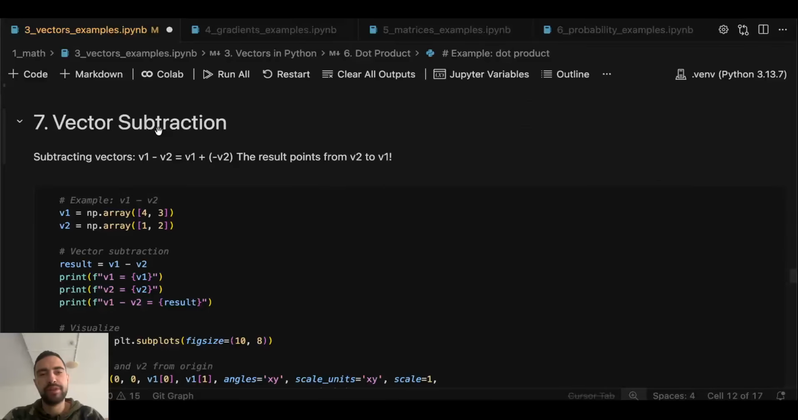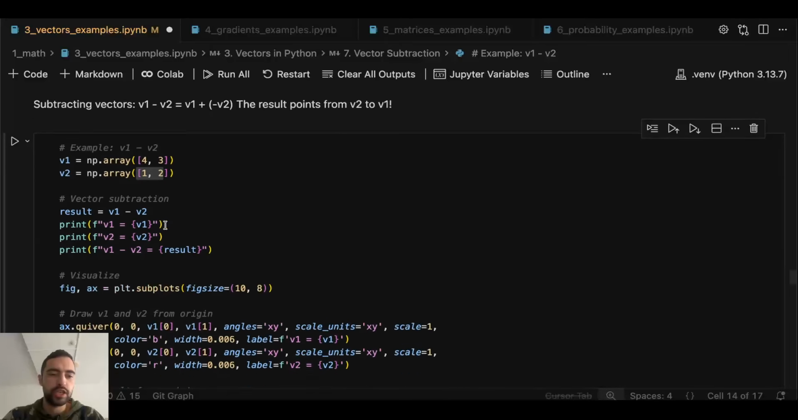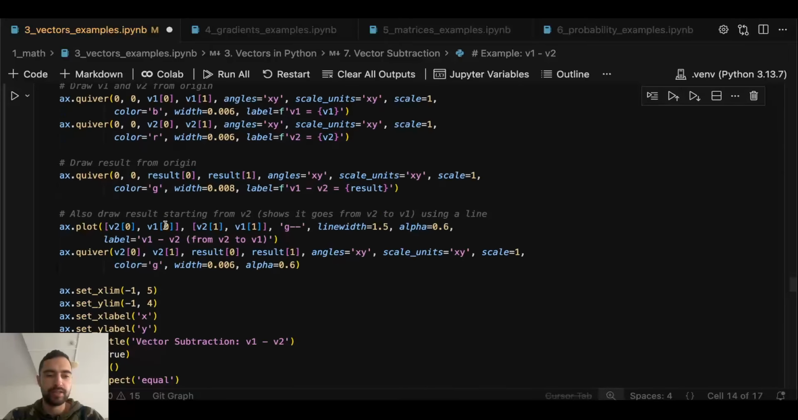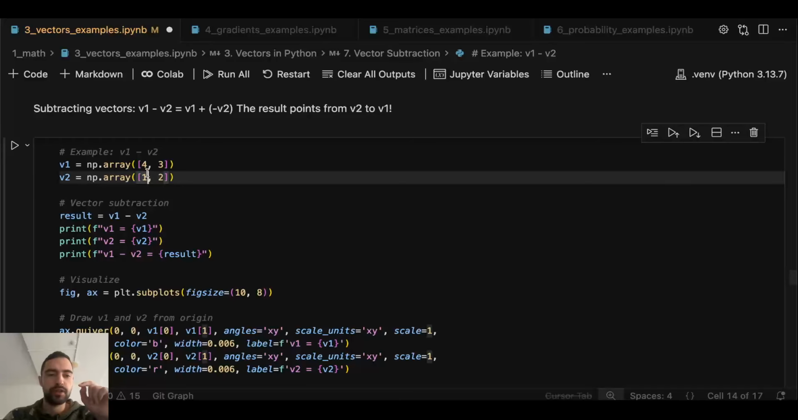Subtracting vectors is very easy. If you have vector 4, 3 and you want to subtract vector 1, 2, you will just subtract each element from each. So 4 minus 1 is your first element, which is now 3. And the second element will be the result of 3 minus 2, which is now 1. So the new resulting vector is 3, 1.